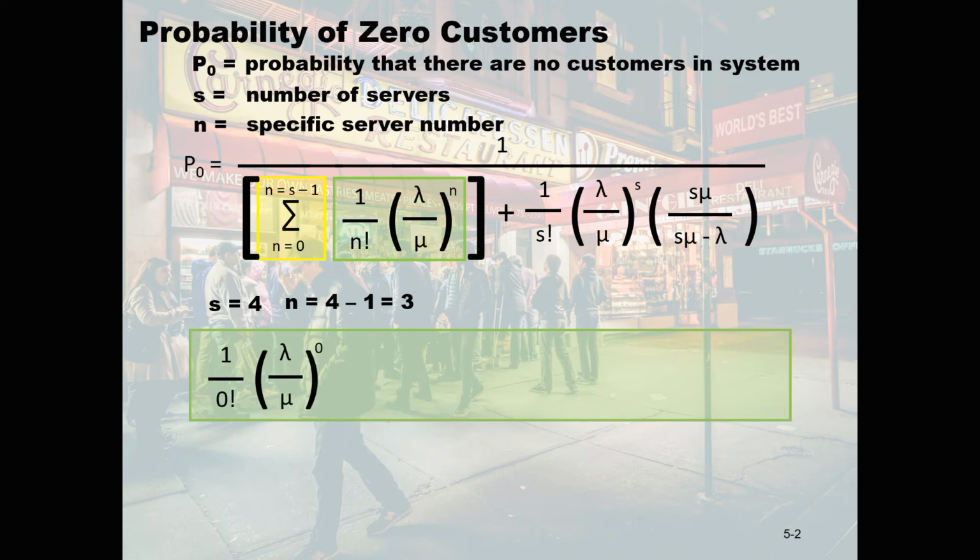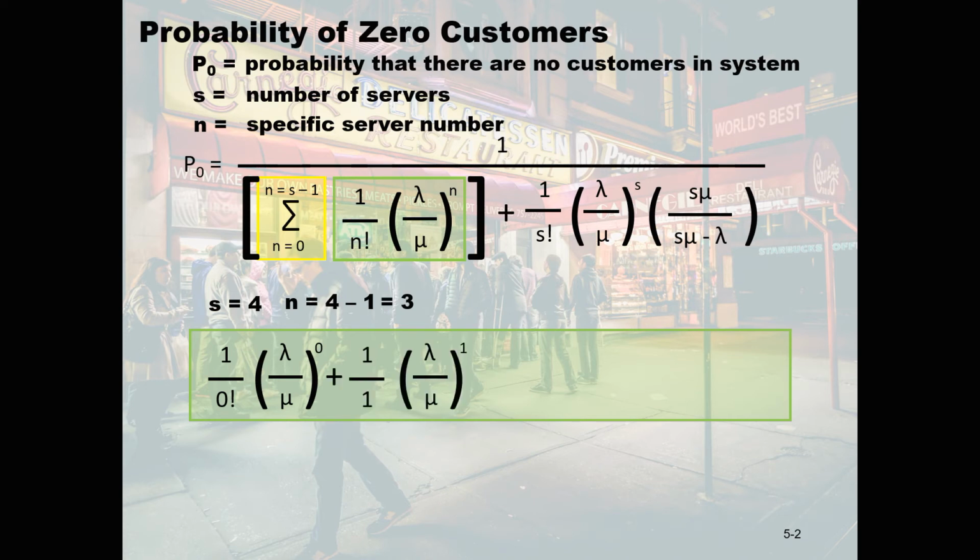So let's start off with server 0. We're going to plug in 0 where we have the variable n. So here we have 1 over 0 factorial times lambda, which is our arrival rate, divided by mu raised to the 0 power. Using certain mathematical rules pertaining to 0 factorial and raising a number to the 0 power, we know that 0 factorial is 1. So 1 over 1, or 1 divided by 1, is 1. And any number raised to the power of 0 is 1. So we will always have 1 at the beginning of this expression.